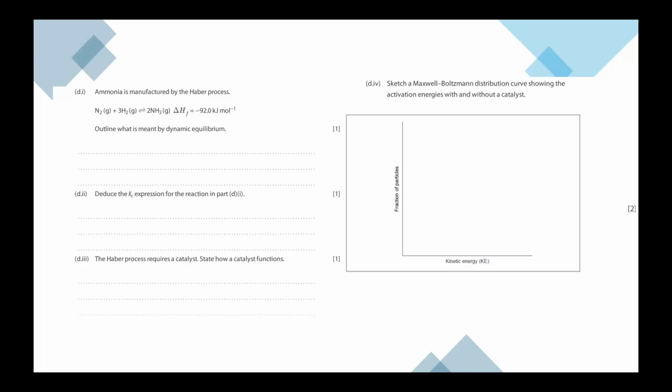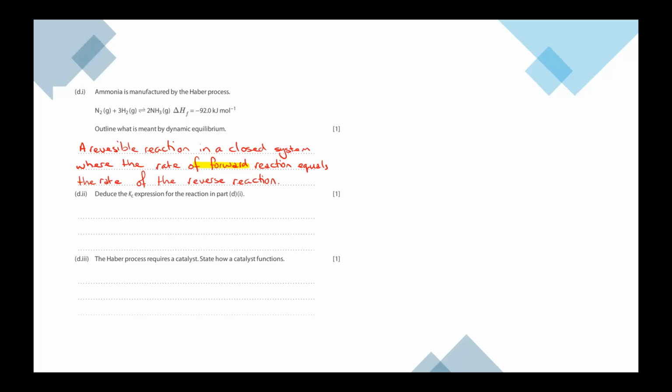Okay, so let's have a look. I'm going to highlight the parts where the marks come from in the marking criteria. So, outline what is meant by dynamic equilibrium. A reversible reaction in a closed system where the rate of forward reaction equals the rate of reverse reaction. So, closed system, rate of forward reaction is equal to the rate of reverse reaction. You obviously had to have it as a statement, but those were the things it had to make reference to: the fact that it was a closed system and the forward and backward reactions are moving at the exact same rate.